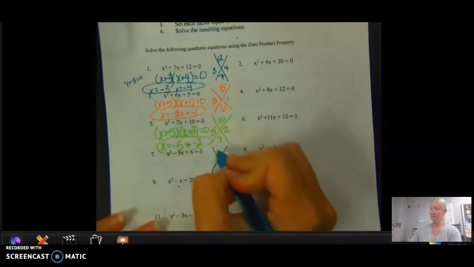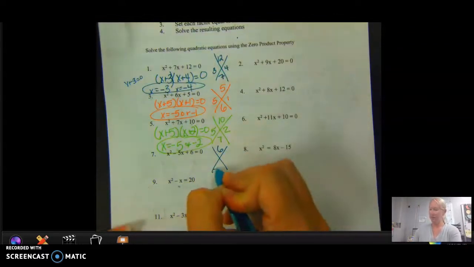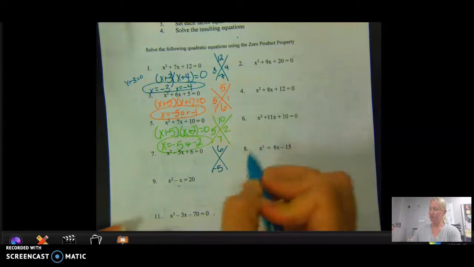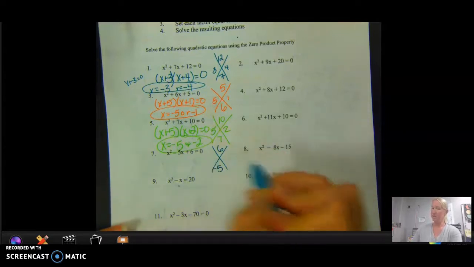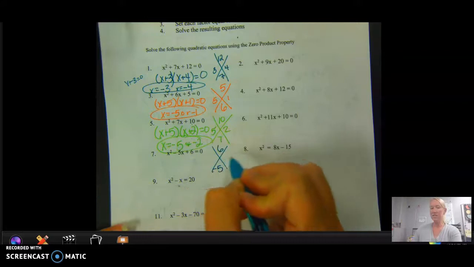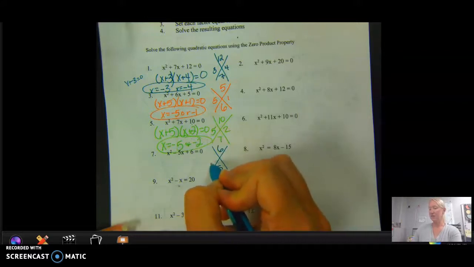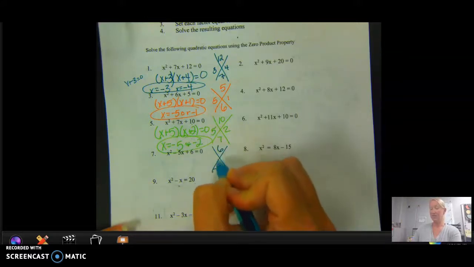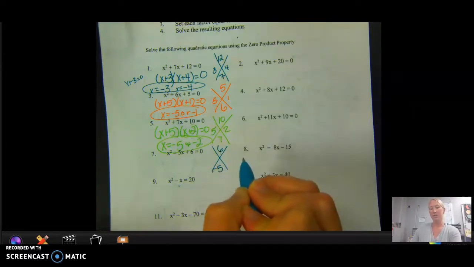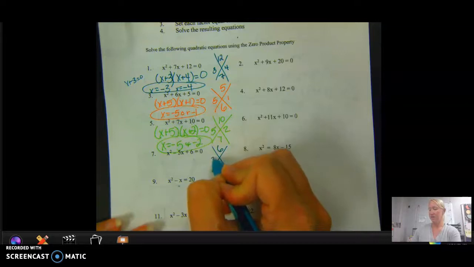Here, crisscross, 6 when I multiply, negative 5 when I add. So this one's a little trickier. We have 1 and 6, which if I did a negative 6 and a positive 1, that would give me negative 5, but when I multiply those, I get negative 6, and I don't want that. The only other factor pairs of 6 are 2 and 3, so it's going to be 2 and 3. But I want a positive when I multiply.